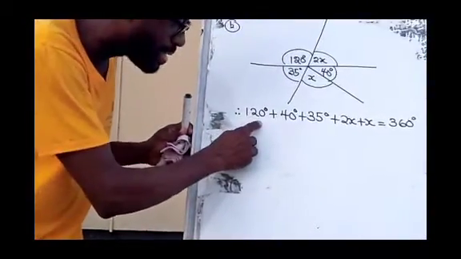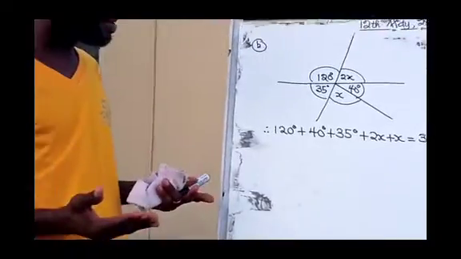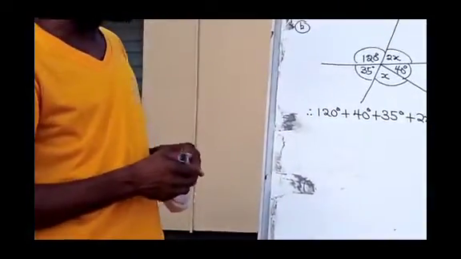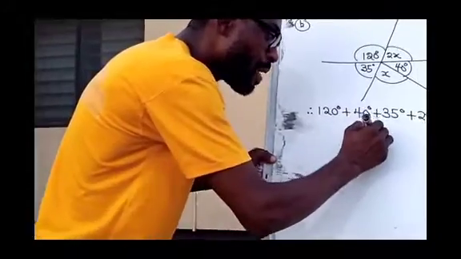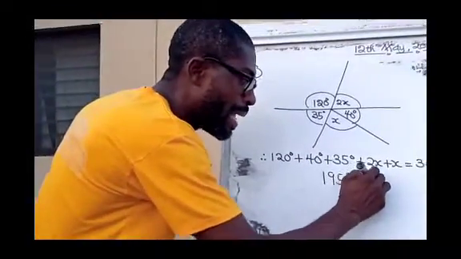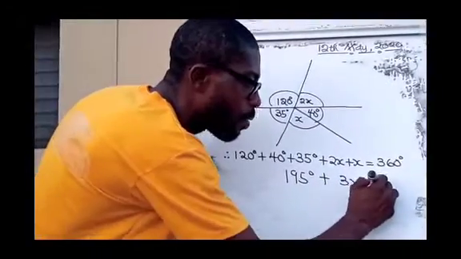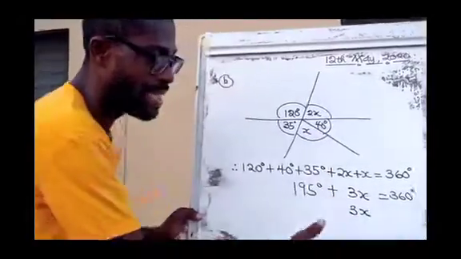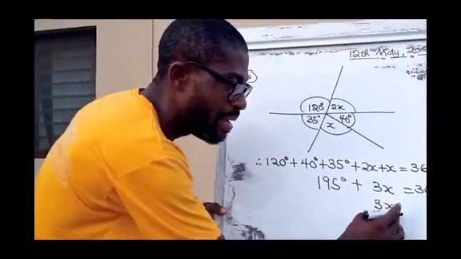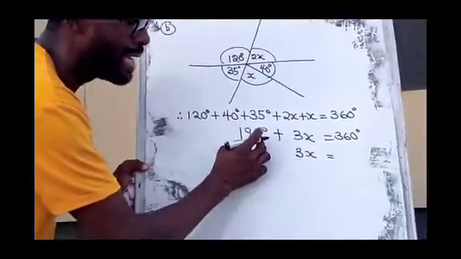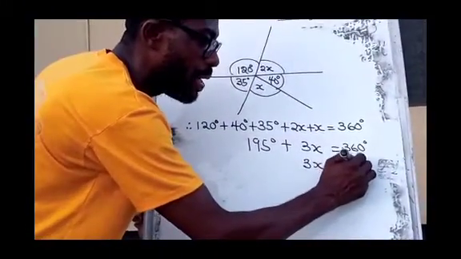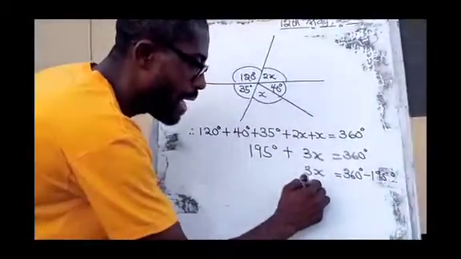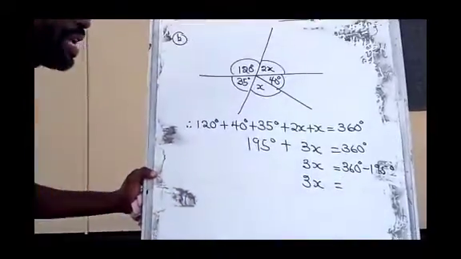Now let's see. 120 plus 40 will give us 160. 160 plus 35 will give us 195. So basically we have 195 plus 3x equals 360 degrees. Grouping like terms, 3x will be maintained whilst we move 195 to the other side. So we have 3x equals 360 degrees minus 195 degrees.